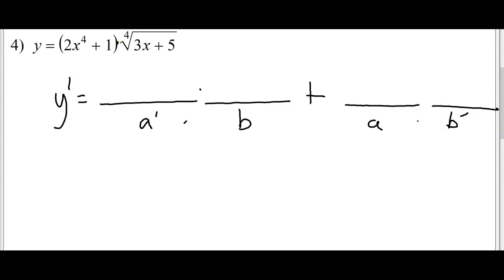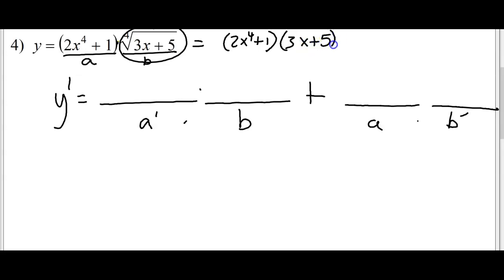All right, so I'm going to call this part A, and I'm going to call this part B. And also, before I go any further, I'm going to go ahead and rewrite this a little bit. The 2x to the 4th is going to stay the same, plus 1. But this piece, I want to rewrite as a powered expression instead. So I'm going to rewrite that as 3x plus 5 to the 1/4 power. All right, so that's my A and that's my B. So let's go ahead and begin here.